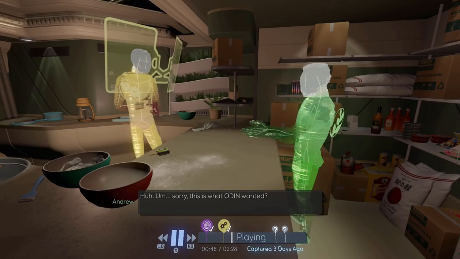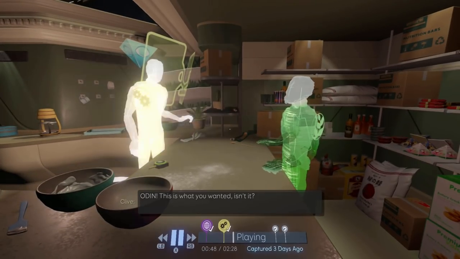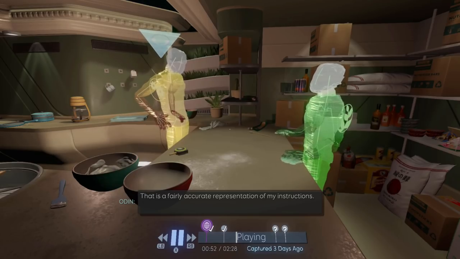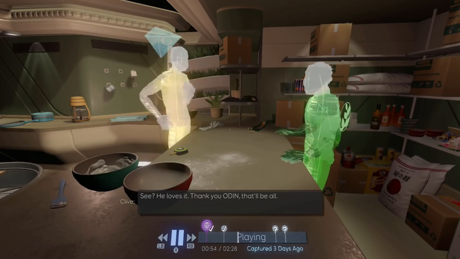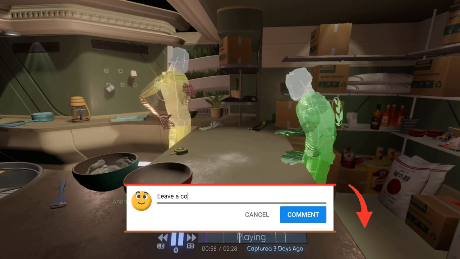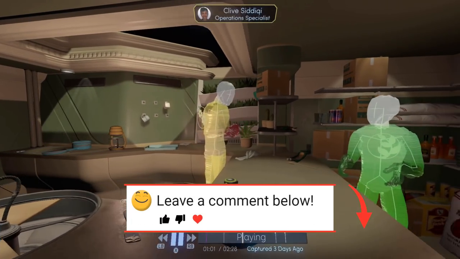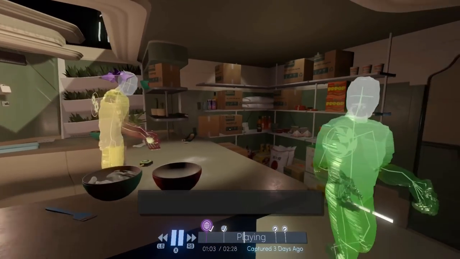So this has been a high-level overview of the Xbox Series' Velocity architecture. What do you think about the innovations it introduces? Do you see it as a literal game changer? Please leave a comment below and let us know. Also, feel free to add any questions or suggestions you might have.